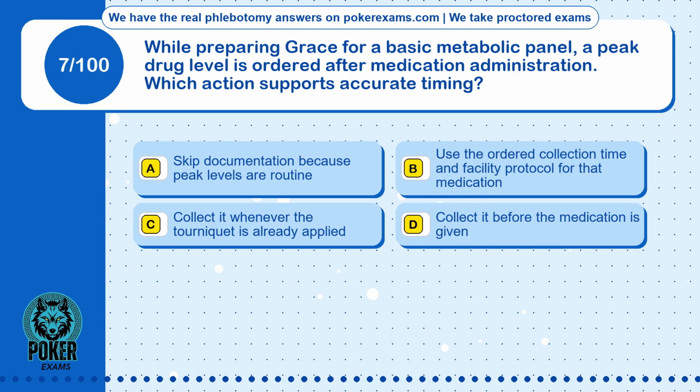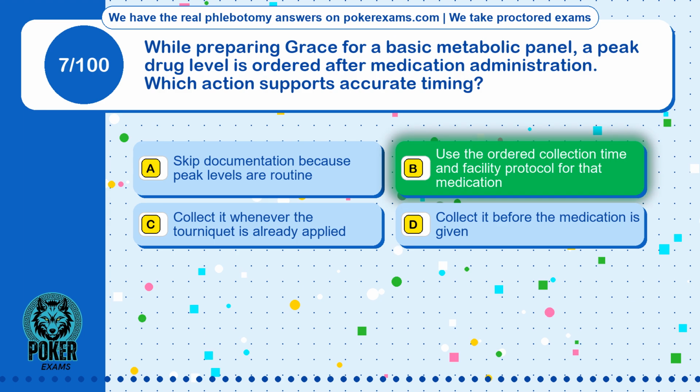Question 7. While preparing Grace for a basic metabolic panel, a peak drug level is ordered after medication administration. Which action supports accurate timing? Option A, skip documentation because peak levels are routine. Option B, use the ordered collection time and facility protocol for that medication. Option C, collect it whenever the tourniquet is already applied. Option D, collect it before the medication is given.